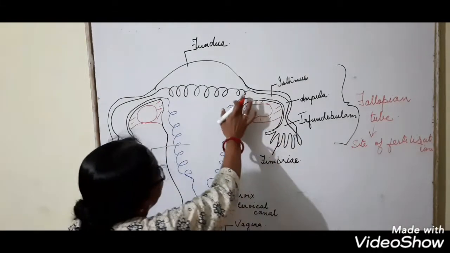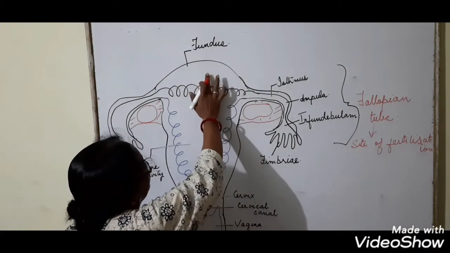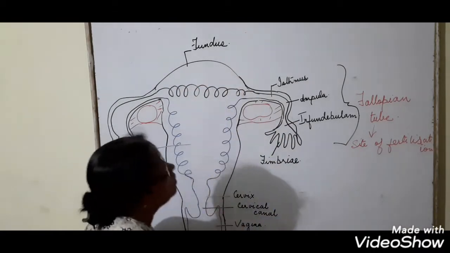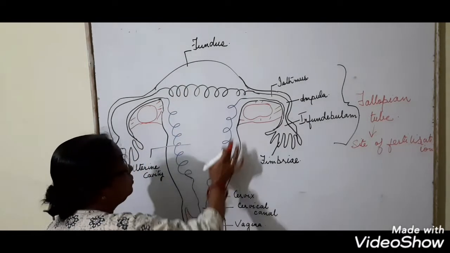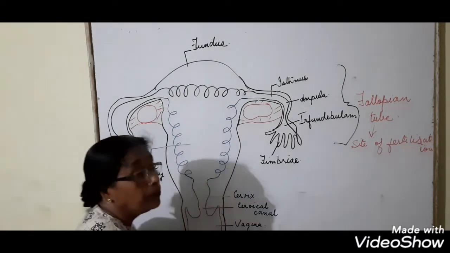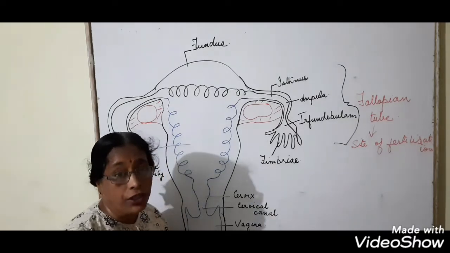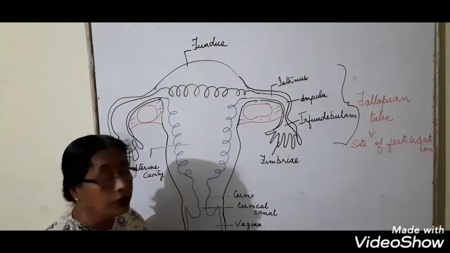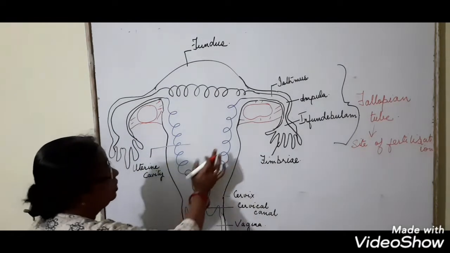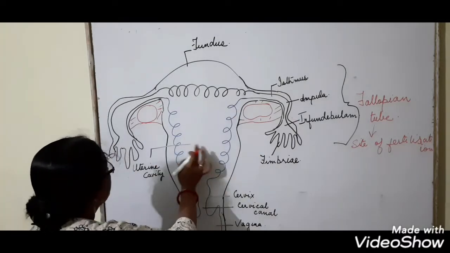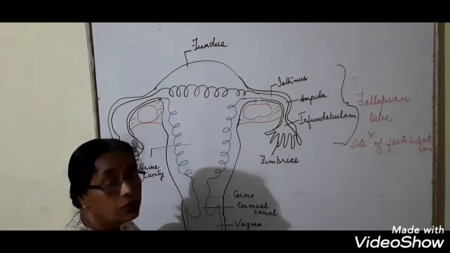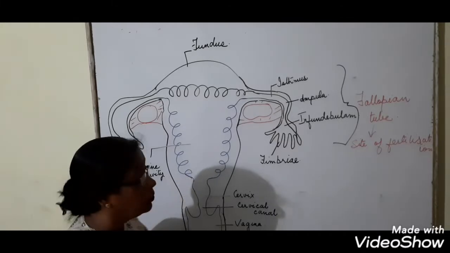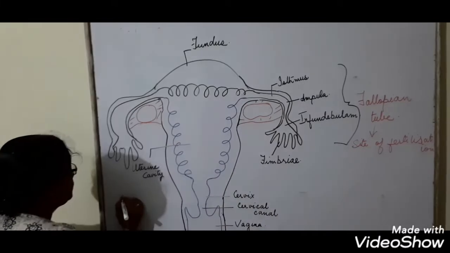Now the fallopian tube reaches the fundus, the broader base. The broader base is known as the fundus. This is the uterus, a pear-shaped structure. The uterus has a cavity known as the uterine cavity. The uterus is also known as the womb.